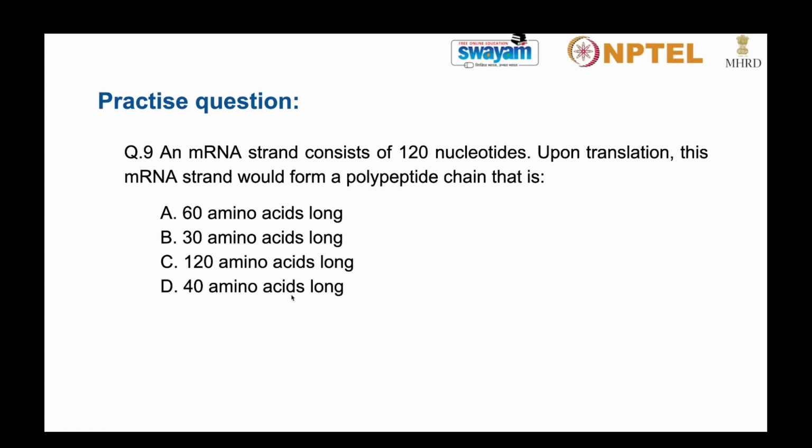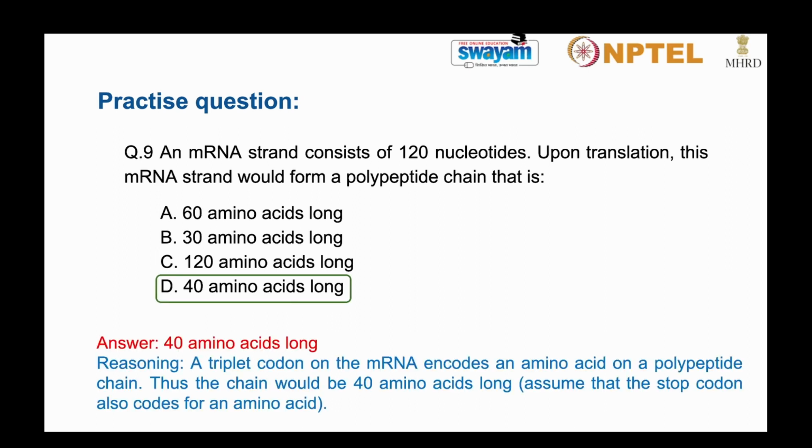Yes, option D will be correct because you know that three nucleotides altogether synthesize a single amino acid. So if there are 120 nucleotides, then there will be 40 amino acids, if we consider that the last nucleotides are not stop codons and they are also coding for amino acids. As no other options were present, 40 will be the right answer.